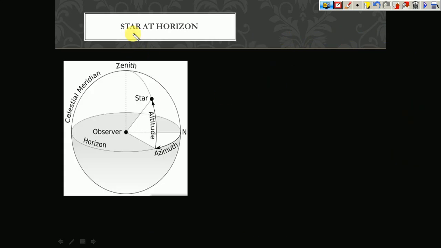So see here, the next concept is star at horizon. See, star at horizon means normally, you know, if the observer is standing here, if the star is present over here, then it will become the altitude and this is azimuth.